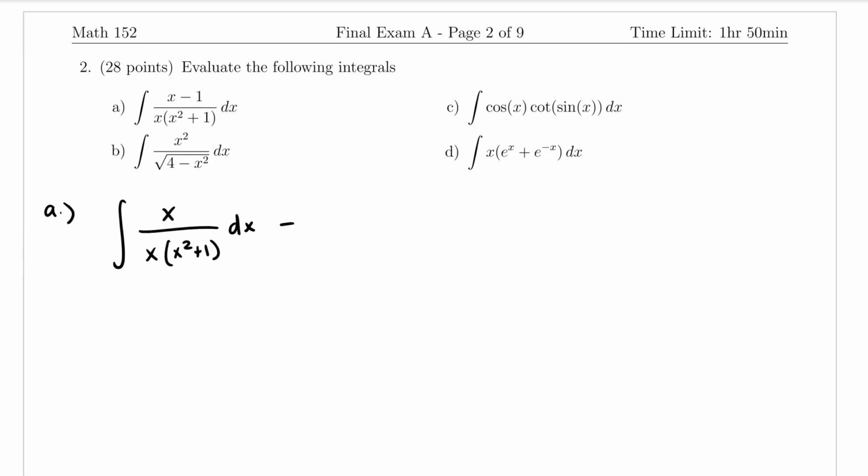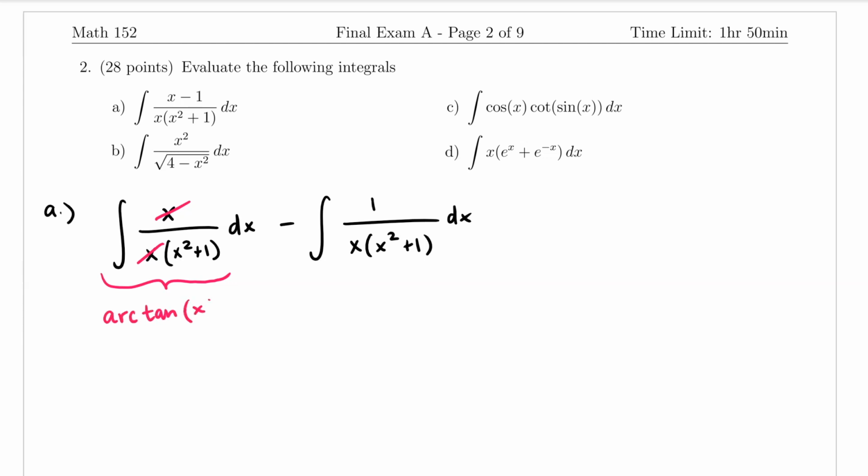So I'm going to split that up, and then I have minus 1 over x times x squared plus 1 dx. In my first integral, these x's will divide out, and then I'm just going to have 1 over x squared plus 1, and the integral of that is going to be arctangent of x. In my second integral, I'm going to want to use partial fraction decomposition, so I'm going to do that off to the side here.